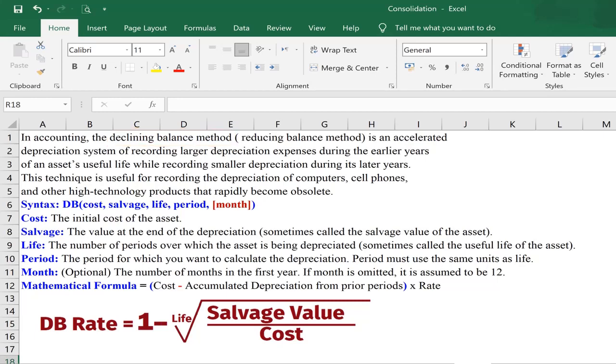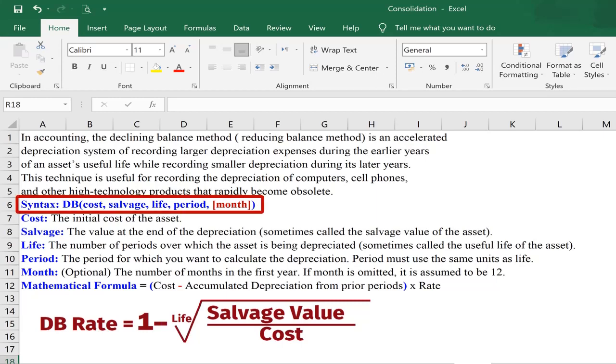In accounting, the declining balance method, also known as reducing balance method, is an accelerated depreciation system of recording larger depreciation expense during the earlier years of an asset while recording smaller depreciation during its later years. This technique is useful for recording the depreciation of computers, cell phones, and other high technology products that rapidly become obsolete.